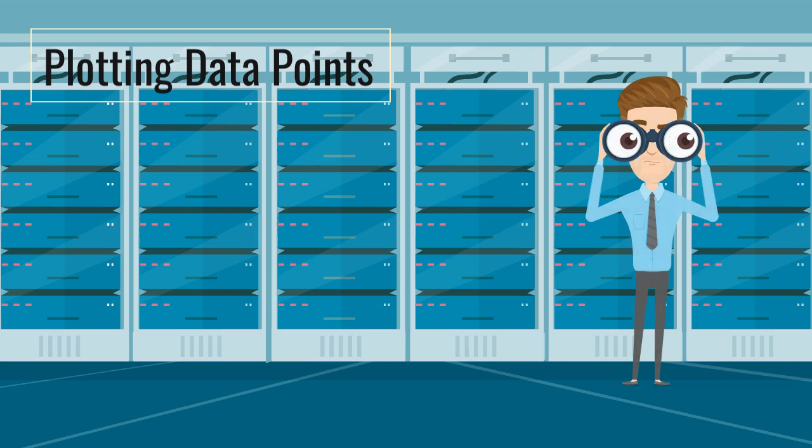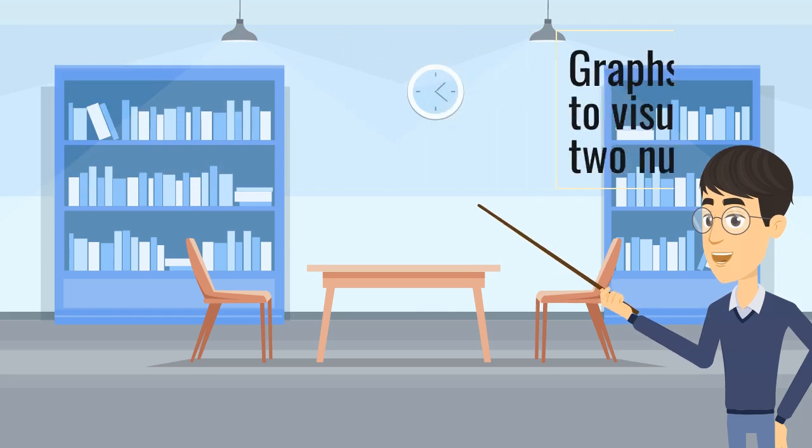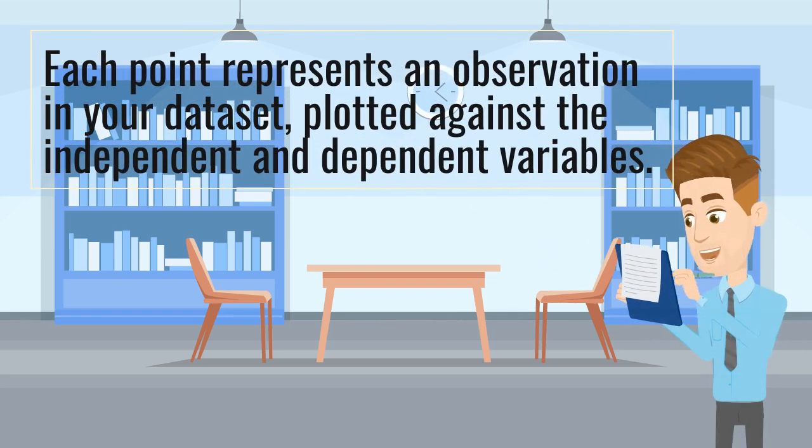Plotting data points. Graphs such as scatter plots are used to visualize the relationship between two numerical variables. Each point represents an observation in your dataset, plotted against the independent and dependent variables.